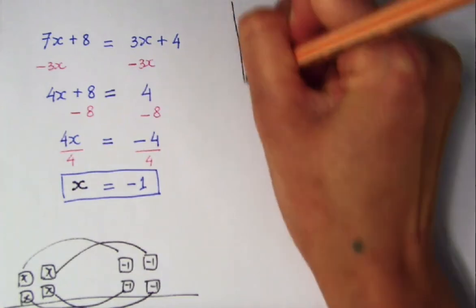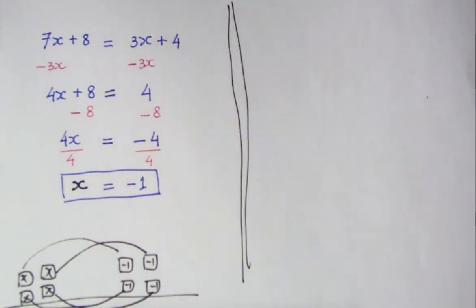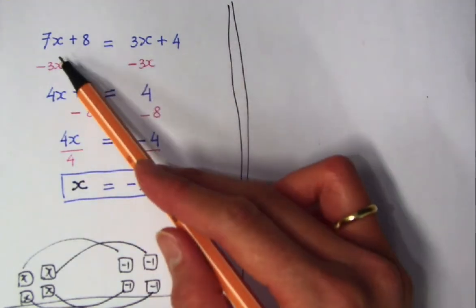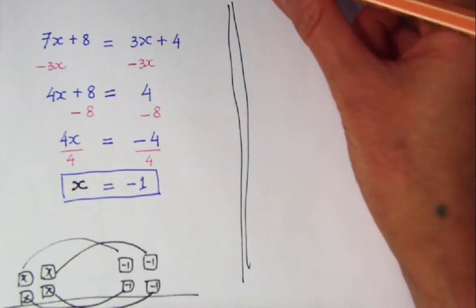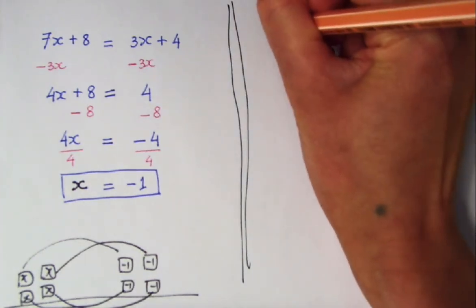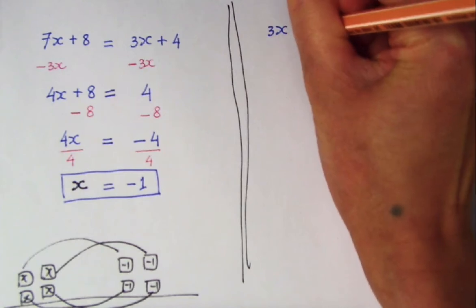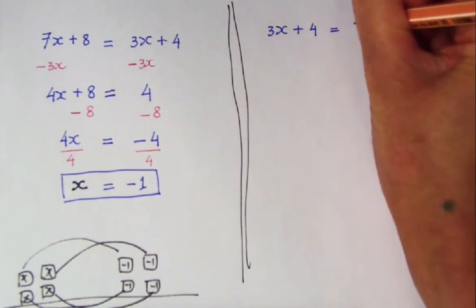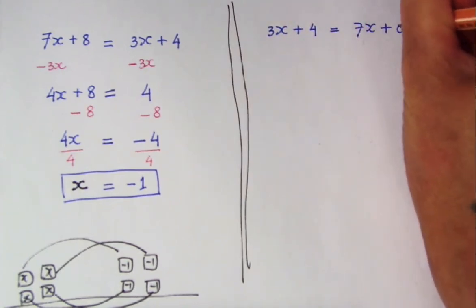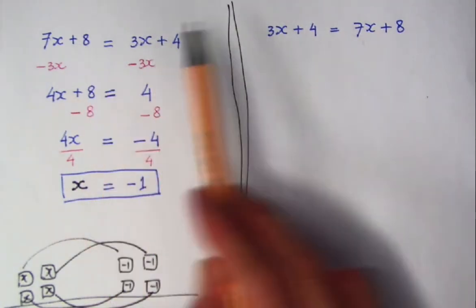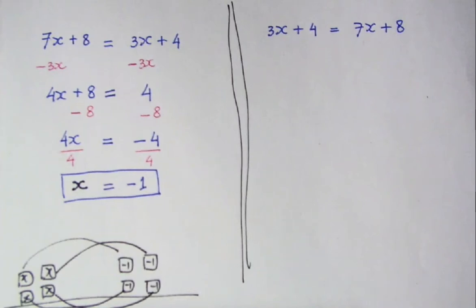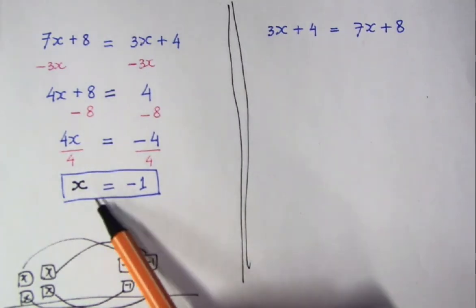I'm going to show it here on the side. What if, instead of having this question in the beginning, 7x plus 8 equals 3x plus 4, in my question, I actually have the other way around: 3x plus 4 equals 7x plus 8. Since it is an equal sign, if I actually swap it, it should be the same thing, right? Obviously. And in the end, I actually should have the same answer.